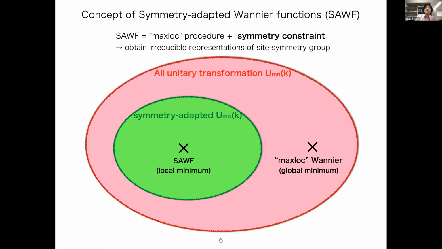So then if we think about this point in the full space, it might be a local minimum. Of course, in many cases, the maximally localized Wannier functions agree with the symmetry-adapted Wannier functions. But in some cases, they deviate from the maximally localized Wannier functions.